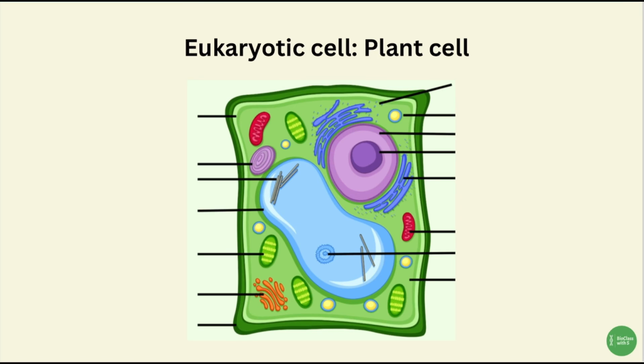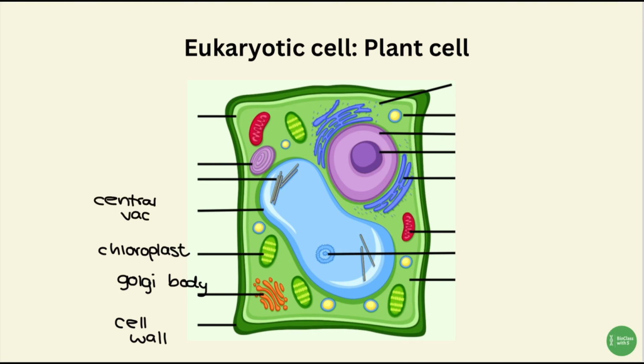Next up, we have the eukaryotic plant cell. So this is the cell wall made of cellulose. Above it is the Golgi body, which modifies, sorts, and packages macromolecules for cell secretion. Above that, we can see an organelle that's only in plant cells called the chloroplast. This is a site of photosynthesis. Next up is the central vacuole, which stores water, pigments, and waste materials. This is way larger in plant cells than in animal cells.